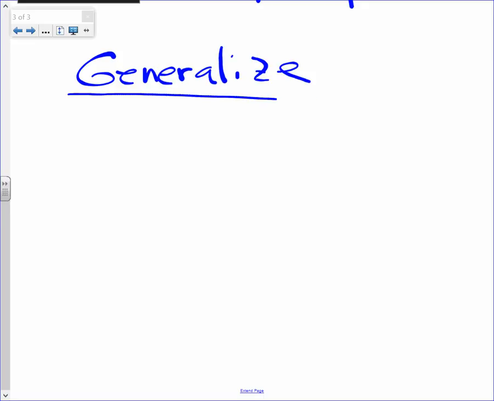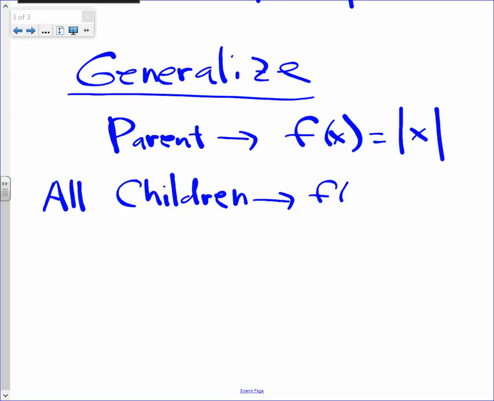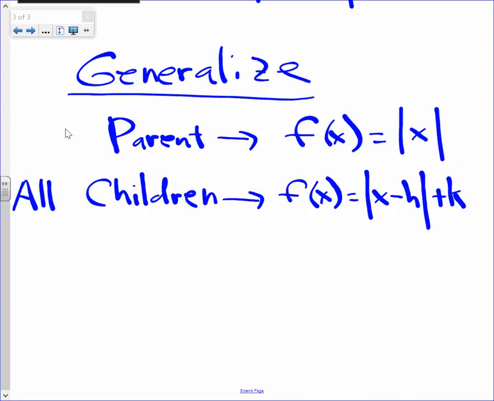What did we just do? The parent function's f of x equals absolute value of x. Write that down. All children: f of x equals absolute value of x minus h, plus k. We're going to generalize now. Let's describe every situation, whether it's horizontal or vertical.